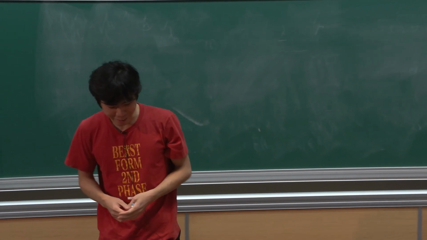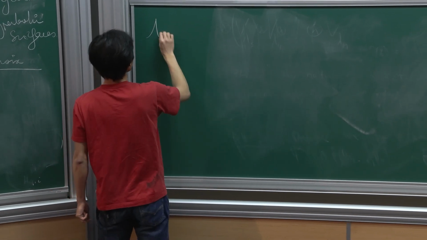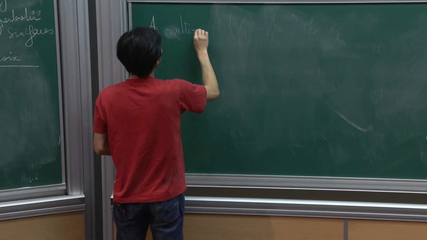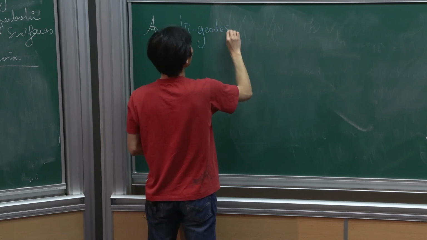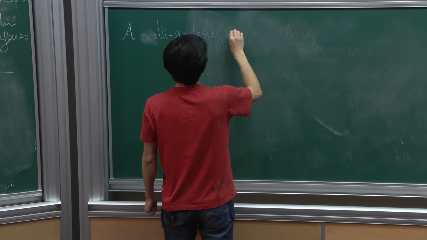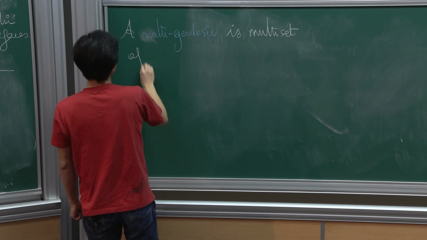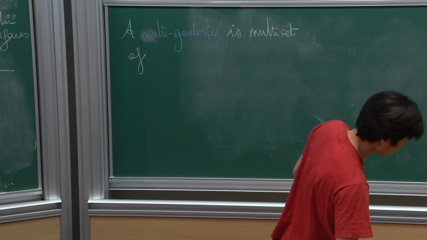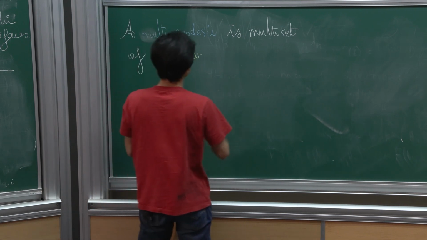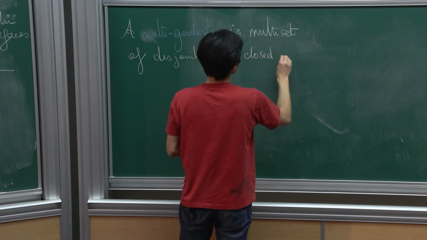There's something slightly less simple, but still very simple. It's called a multi-geodesic. A multi-geodesic is simply a multiset of disjoint simple closed geodesics.